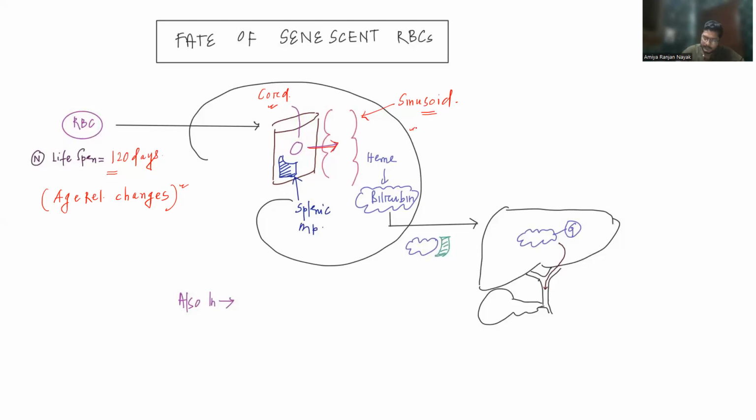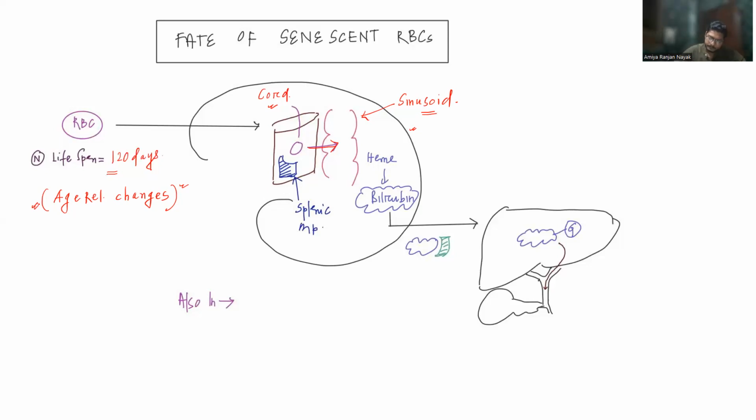Details of this we will discuss when we discuss more about the spleen. This is just a schematic diagram to understand it better. So this is what normally happens. But what happens whenever the RBC has these age-related changes? That means the RBC is nearing its death.